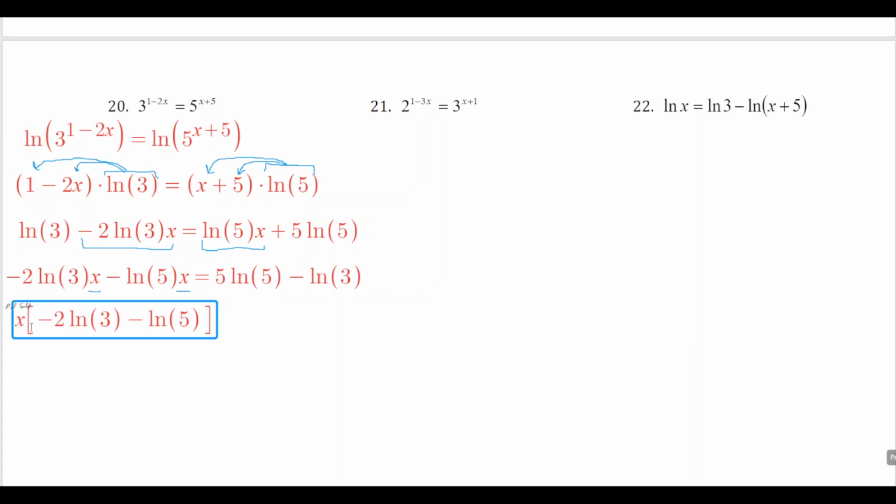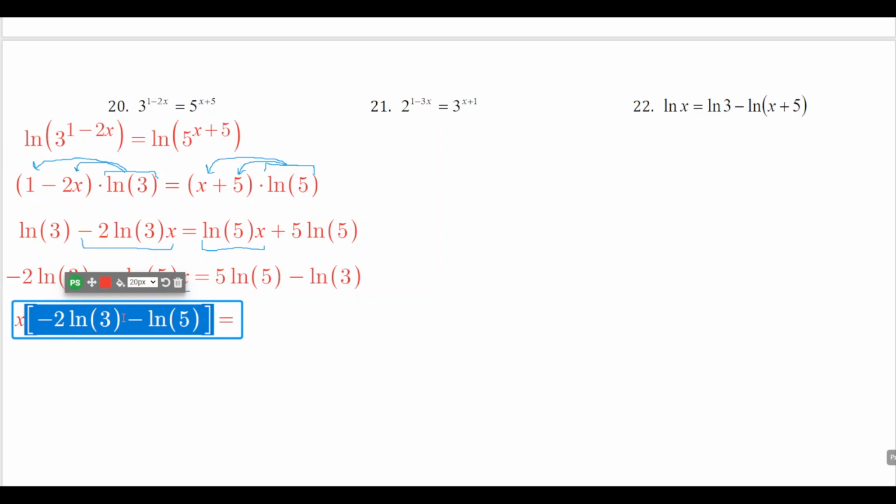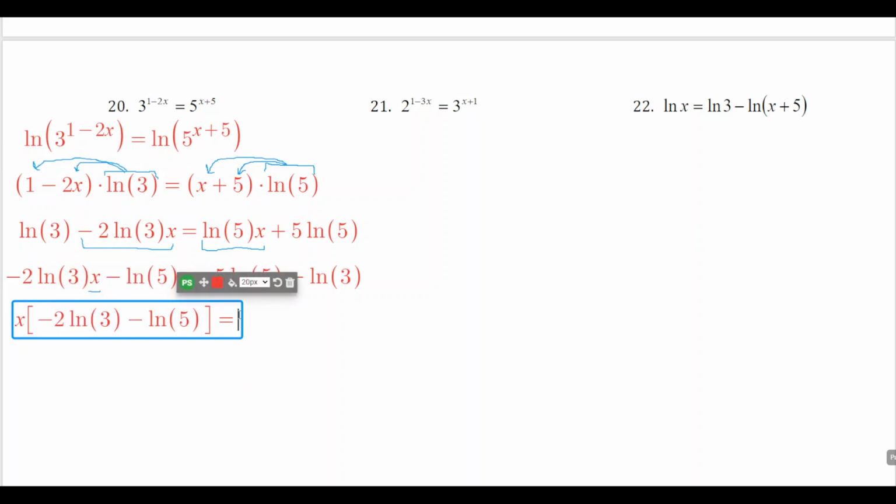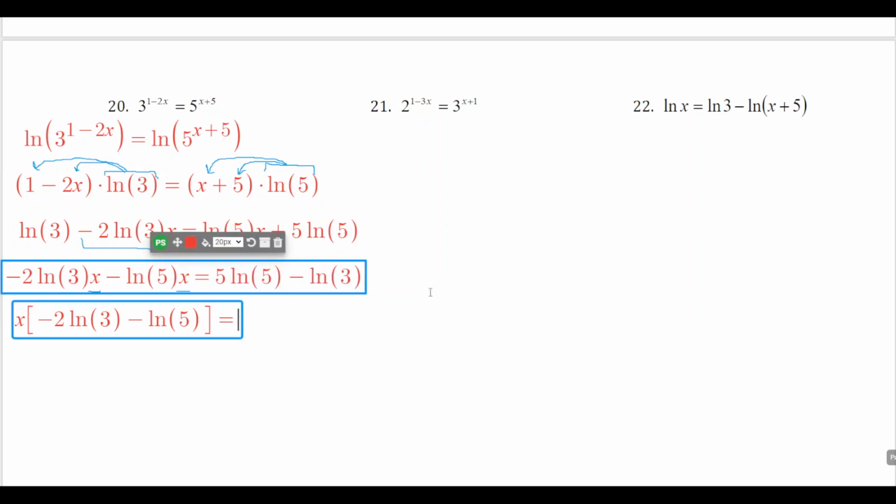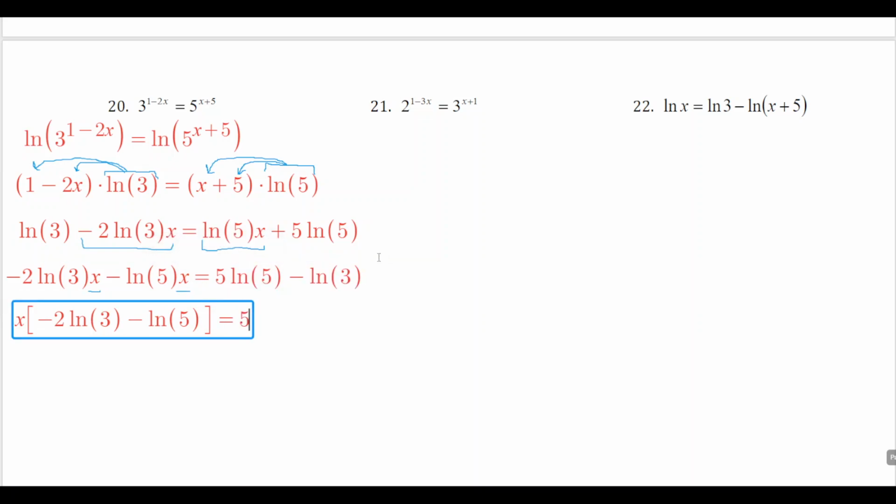Okay, so this right here looks kind of crazy, but really it's just a single number. So it's just x times a number. That number looks pretty wild, but that's what it is. Same thing on the right-hand side. This is just a single number. We just haven't combined it or anything. We can combine it a little bit. I might do that towards the end. So 5 times the natural log of 5 minus the natural log of 3.